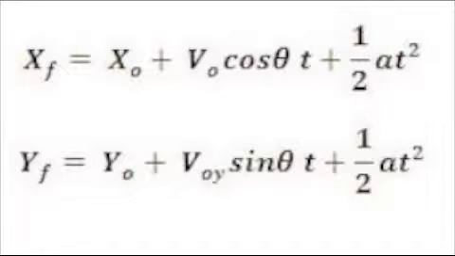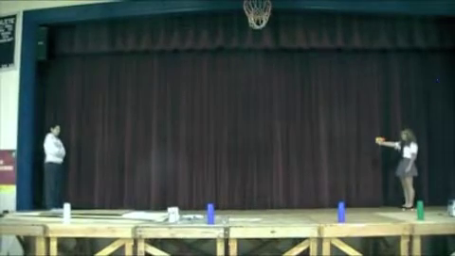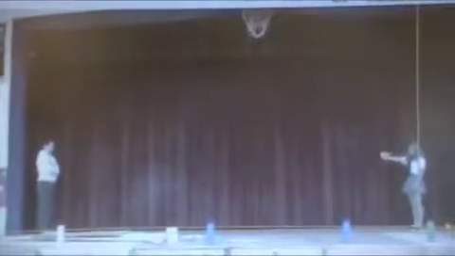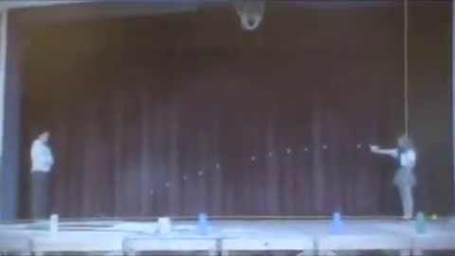The equations for x final and y final are what we're going to use. Example 1, straight shot. Kitty is trying to hit the target, aka Jasmine. She obviously failed because her angle is too small. I will show you why by finding the angle she shot at.